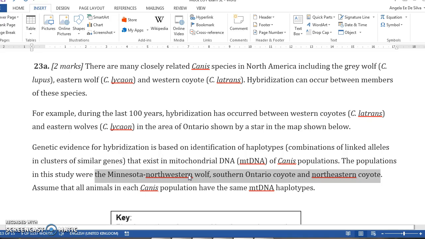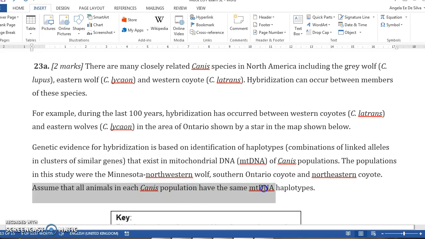So now, the next sentence says to assume that all animals in each Canis population have the same mitochondrial DNA haplotypes. Okay, so the same mitochondrial DNA haplotypes. It just means that they all have generally similar sets of DNA. But it's not important if you do not know what it means. Doesn't matter, okay? It just means that they are taking mitochondrial DNA from all of these Canis populations.